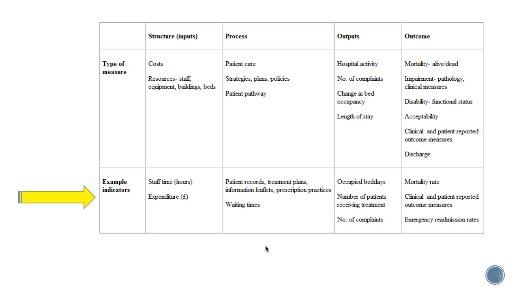Some more examples of indicators. So if we're looking at the type of measure above, for each input, process, outputs, and outcomes, you can see different kinds of indicators: staff hours, expenditures, process type of measures can be records, treatment plans, waiting times. So the indicators can be all sorts of different things. I think a lot of times people get stuck in the mode of people signing in for amount of time or just people that show up. So think to yourself, what are other indicators in the program?